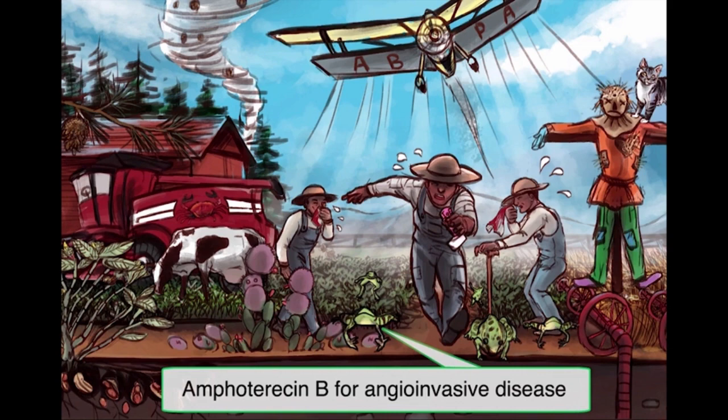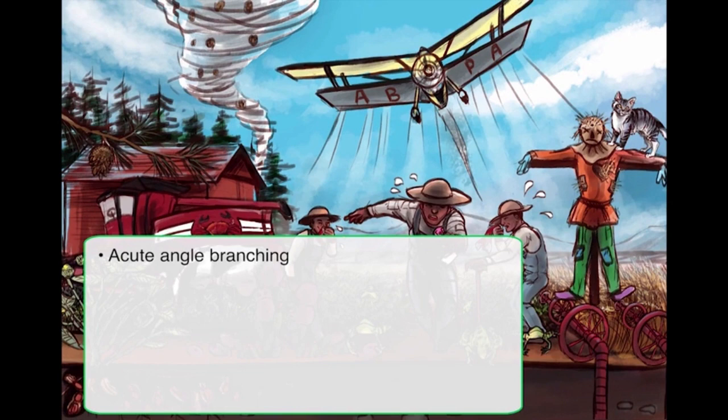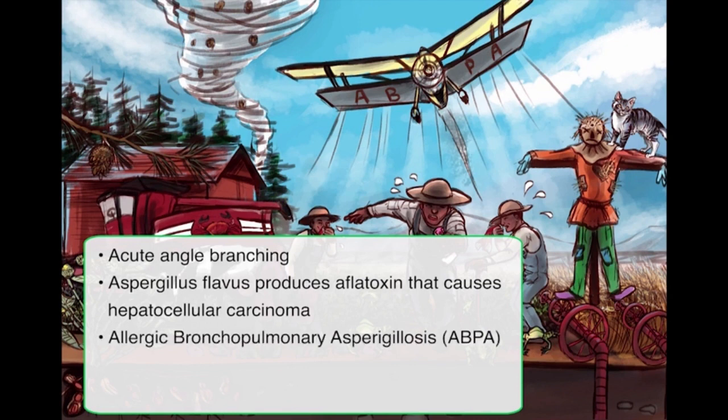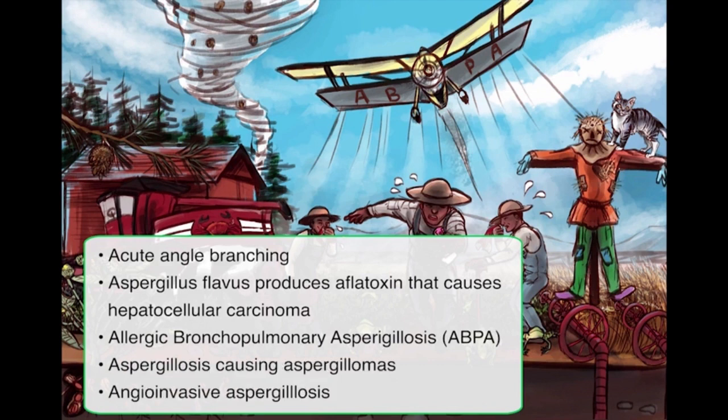And that wraps up Aspergillus. Key points to remember are the acute angle branching, and that Aspergillus flavus produces aflatoxin that causes hepatocellular carcinoma. Also know how to distinguish between the three manifestations of Aspergillus infections. Those are allergic bronchopulmonary aspergillosis, aspergillosis causing aspergillomas, and angioinvasive aspergillosis. It's quite a tongue twister. Anyway, good luck to you.